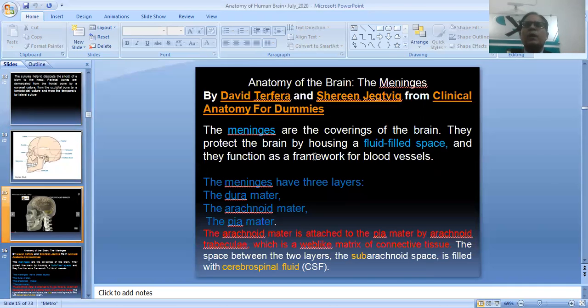So, meninges. You must have heard about meninges, the meningitis disease. I'm going to tell you what meninges are. From Clinical Anatomy for Dummies: the meninges are the covering of the brain. They protect the brain by housing a fluid-filled space. They function as a framework for blood vessels. Actually, meninges are the covering of the brain. Your brain is there, and that is covered by meninges, right?